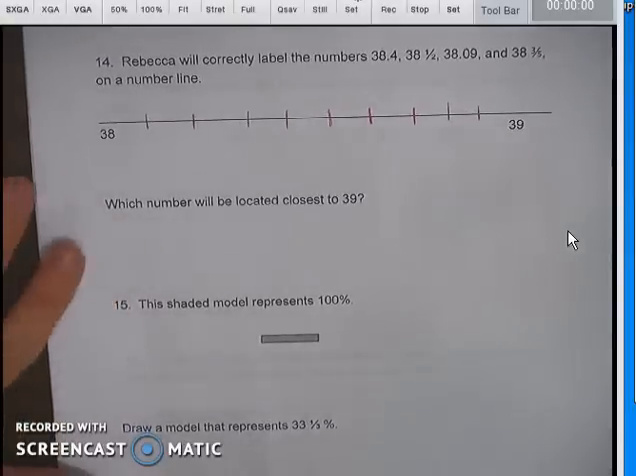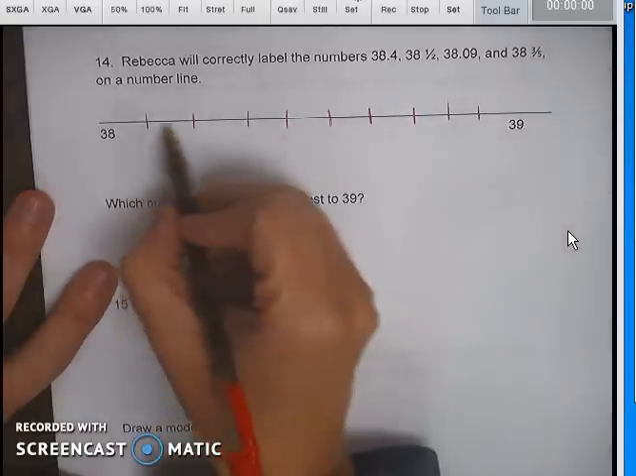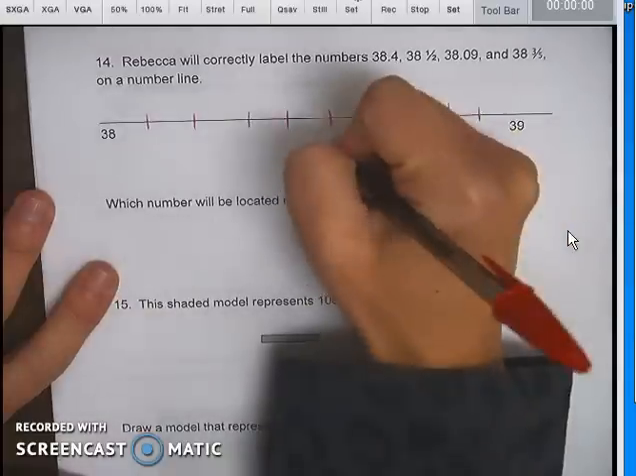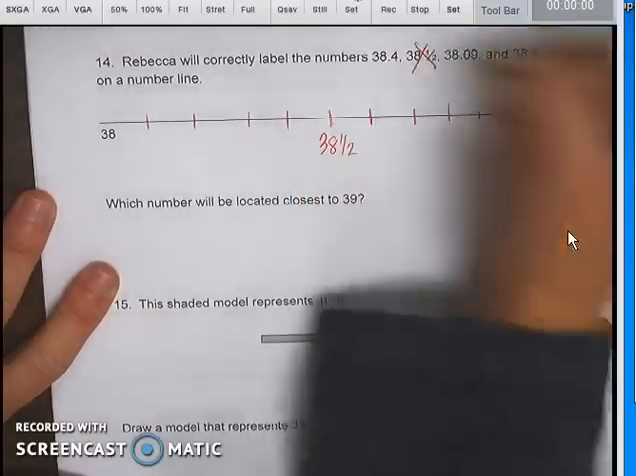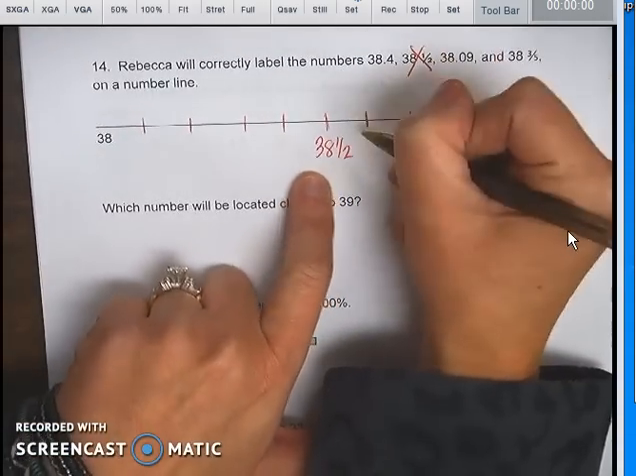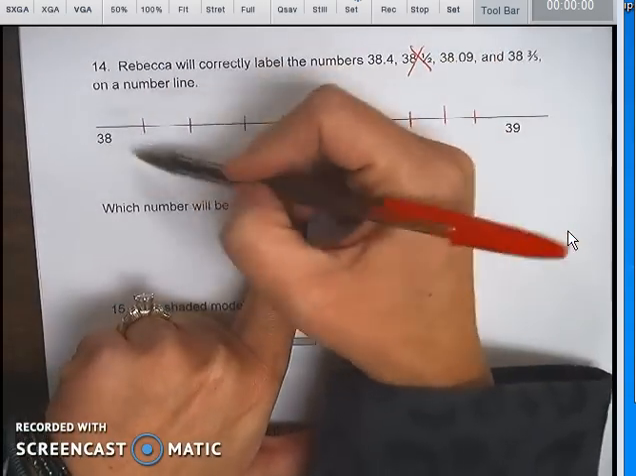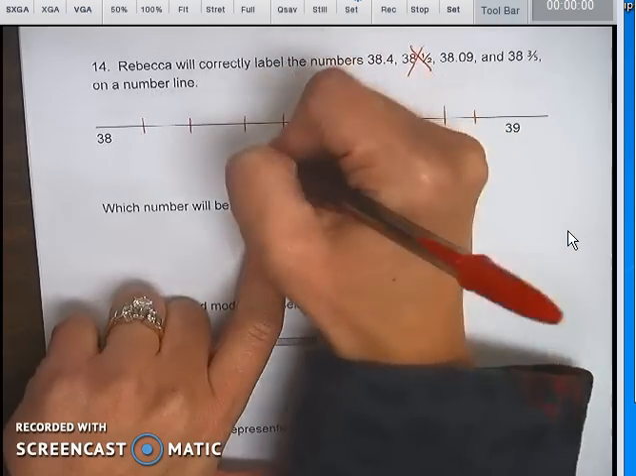Now let's start with the easy one. Okay, 38 and a half. Well, there's 1, 2, 3, 4, 5. So this would be 38 and a half. That one's easy enough. 38 and 4/10. Well, 4/10 is less than 5/10, so it would be right here. So 38 and 4/10. 1/10, 2/10, 3/10, 4/10.